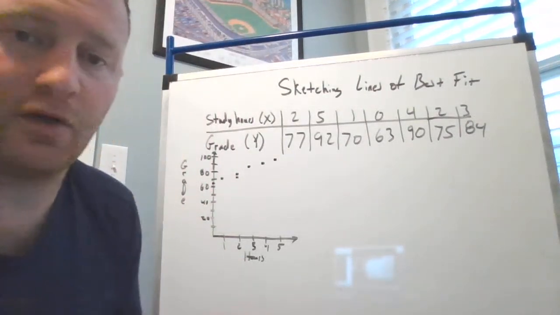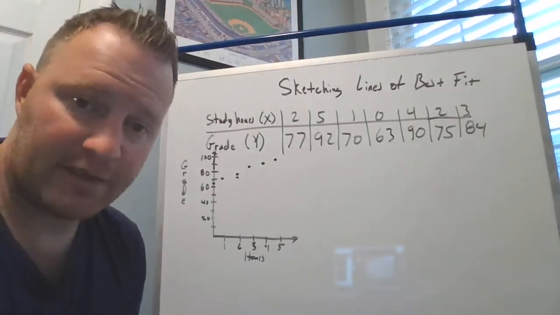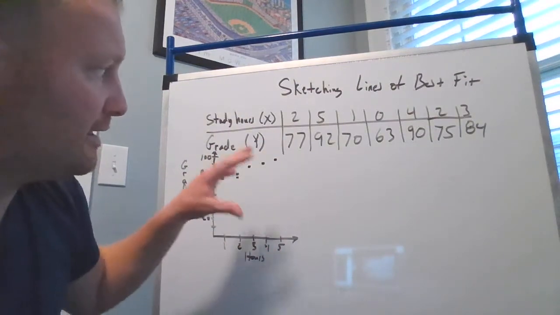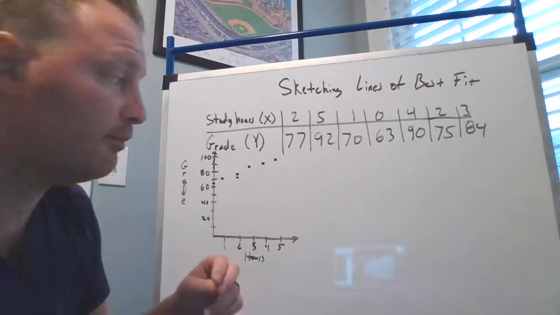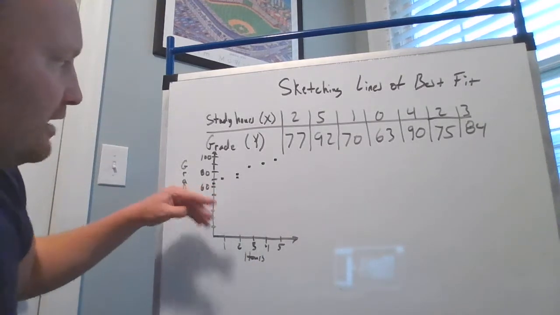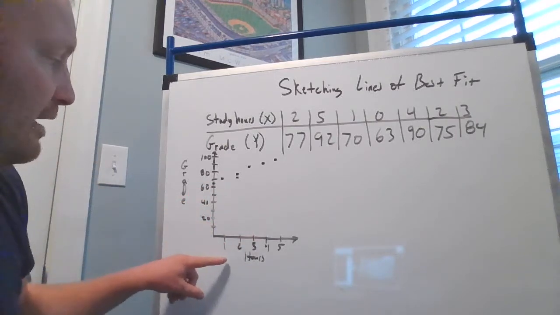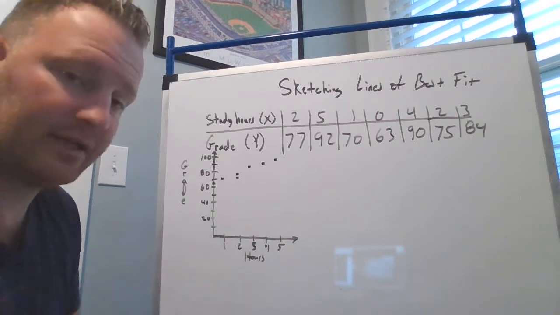Hello. All right, so today we are going to be working on how to sketch a line of best fit from some data. So I've already put up some data here. Now, this is not by definition linear because there's no direct pattern, but I can see that this does have a linear trend to it because as you study more hours, your grade will improve. There's just no exact linear term to that.